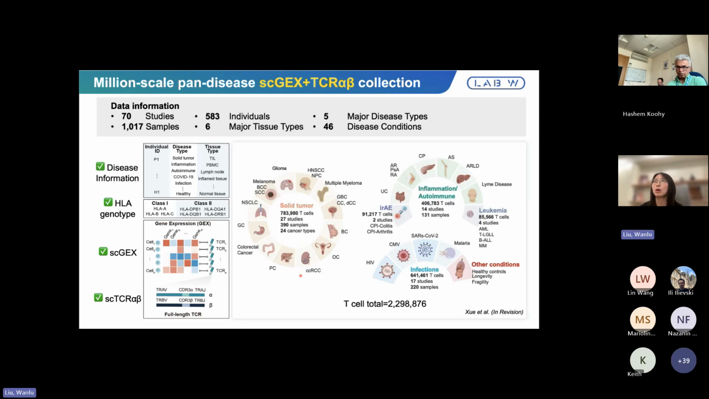You can see that about one third of the data is collected from solid tumors, spanning different kinds of tumors, and we also have quite a few data coming from inflammation, autoimmune, and infections. We also collected some other conditions like healthy controls, longevity, frailty, or irAE, which is immune-related adverse effect from PD-1 or other checkpoint blockade therapies.